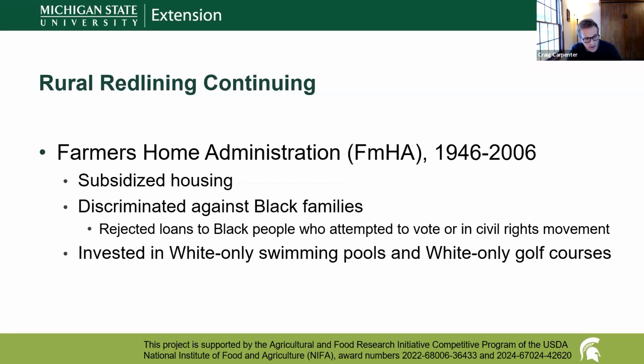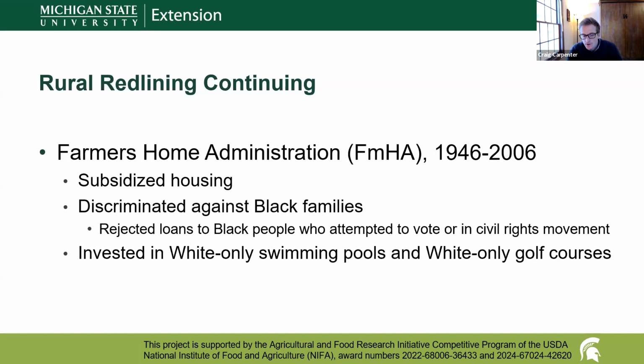And there are other rural programs as well, right? Just like there's the FHA, there was the FmHA, the Farmers Home Administration, that operated for a long time, and it subsidized housing, and it similarly discriminated against Black families. It directly rejected loans to Black people who tried to vote sometimes or participate in the civil rights movement. And at the same time, it was investing in white-only swimming pools and white-only golf courses, so segregated rural amenities in the South.